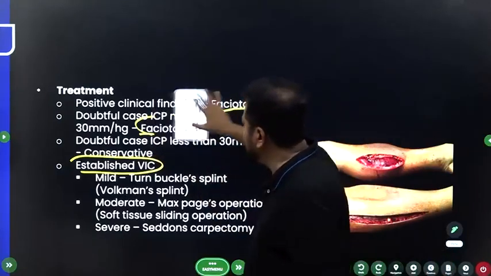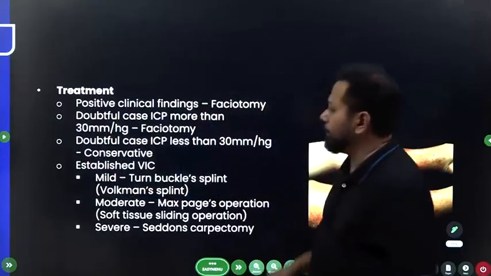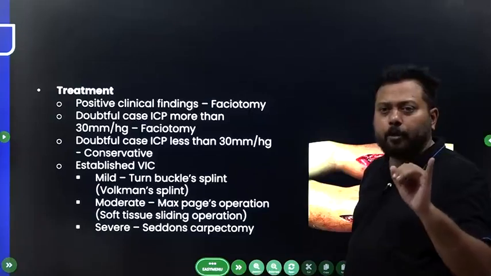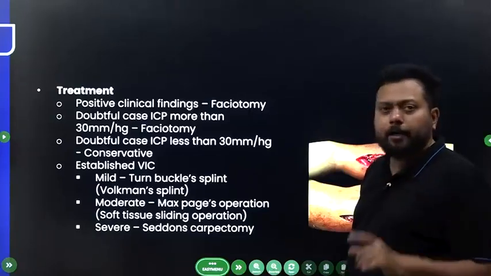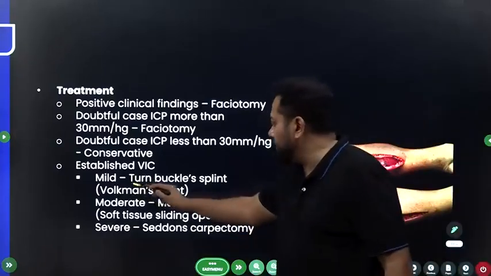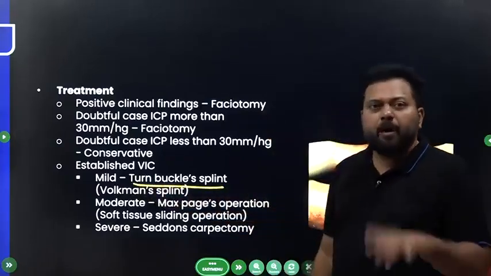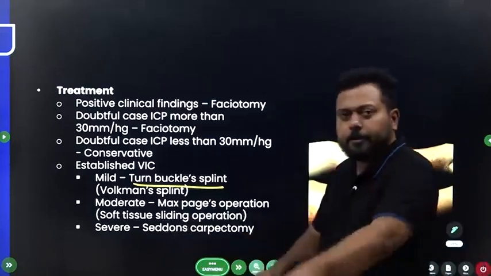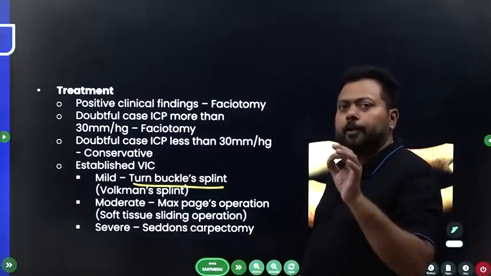then comes your Sugé's classification, whether it is type 1, type 2, type 3. Type 1 is called mild, type 2 is called moderate, type 3 is called severe. Mild means, as I said, only FDP is involved. Treatment of choice is a turnbuckle splint. Moderate, that is type 2, FDP, FPL, FDS. What is that? Just a soft tissue release.